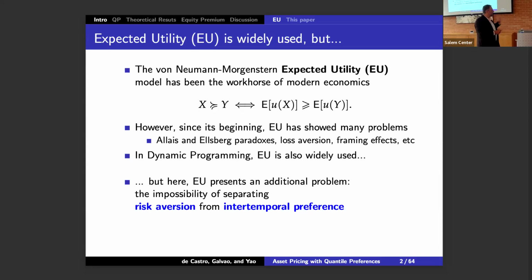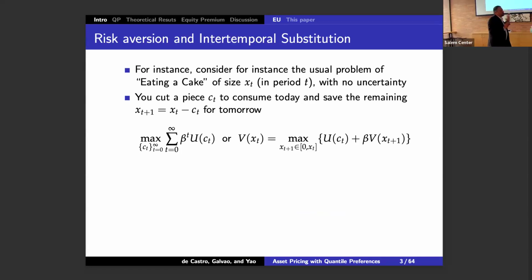Let me point out just one problem. Expected utility puts together two things that in economics are very different. One is risk aversion, and the other is intertemporal preference. Let me explain this. To explain it, let's focus on a very simple case without risk, so we can understand what's going on. Then I'll put risk back.